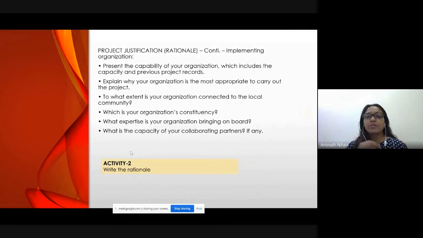And now you're writing a short rationale. Remember, it's very short, right? So justify your choices, and why your organization is the best people to handle this project. So you can take about 15 minutes for this. I will continue, but you can always work on this.